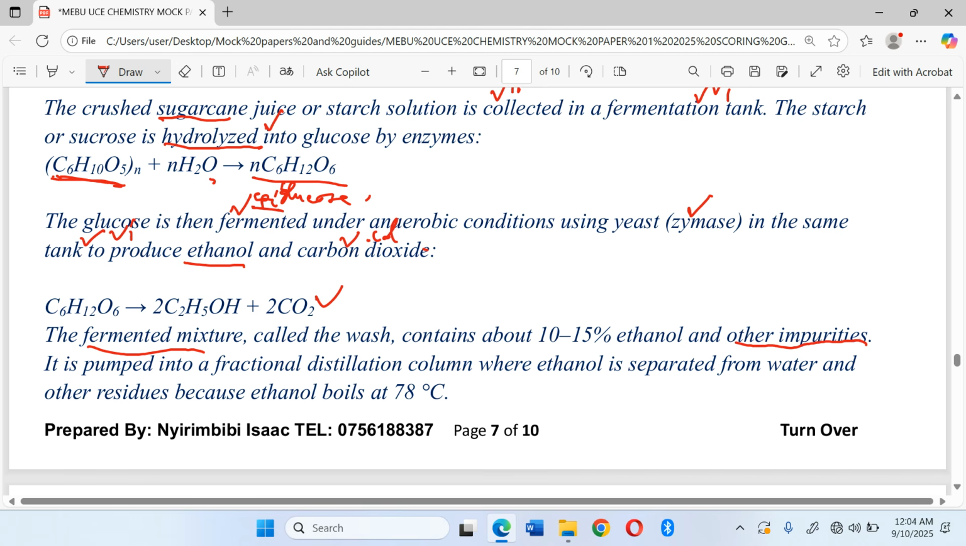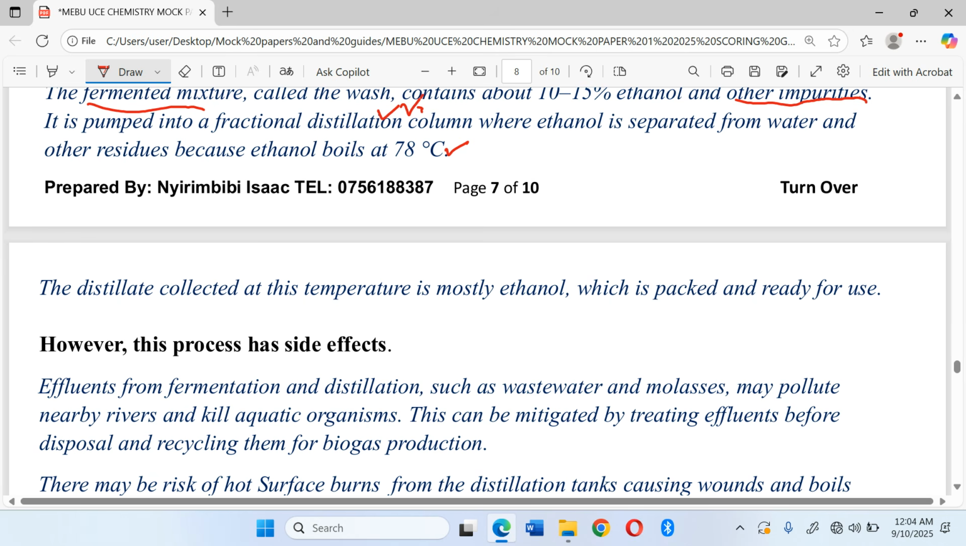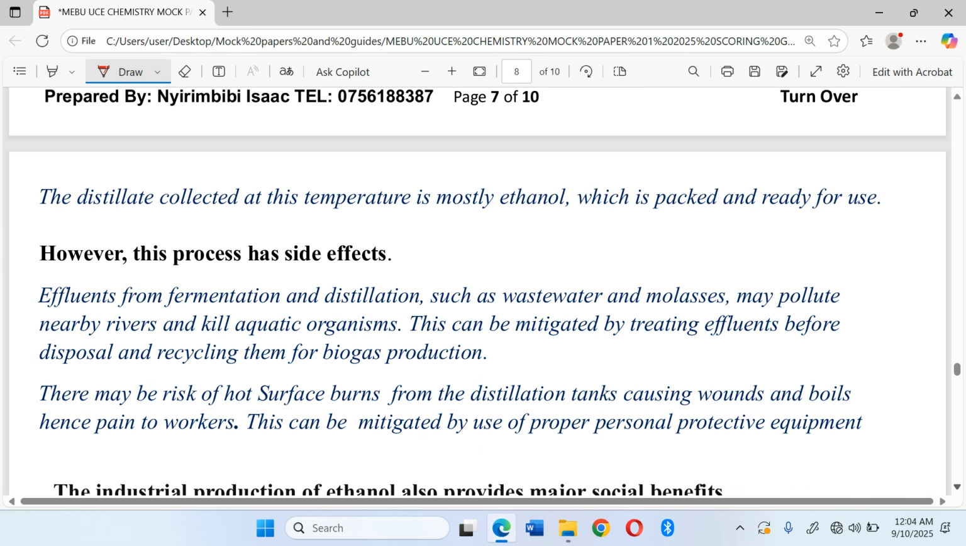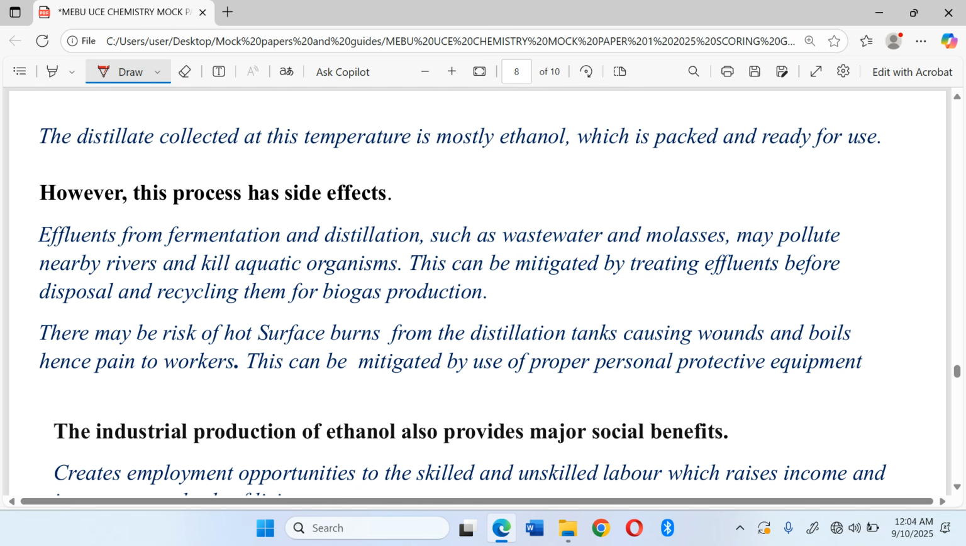So what happens? It is pumped into a fractional distillation column, which is the vessel where ethanol is separated from water and other residues, because ethanol boils at 78 degrees Celsius. And when you give all that, you are able to get all your scores. So saying still we have the side effects, and we said we can give only one side effect, which is very well explained and mitigated.